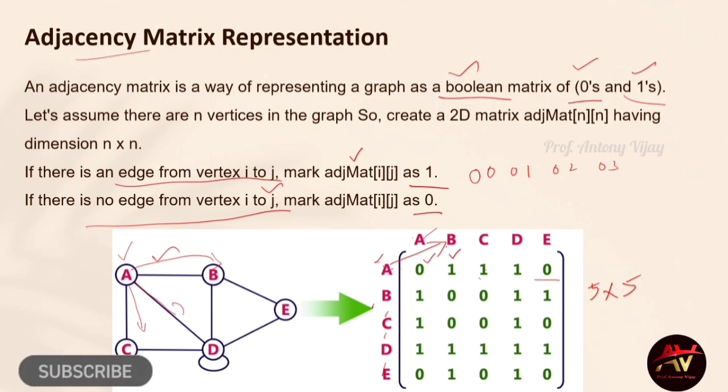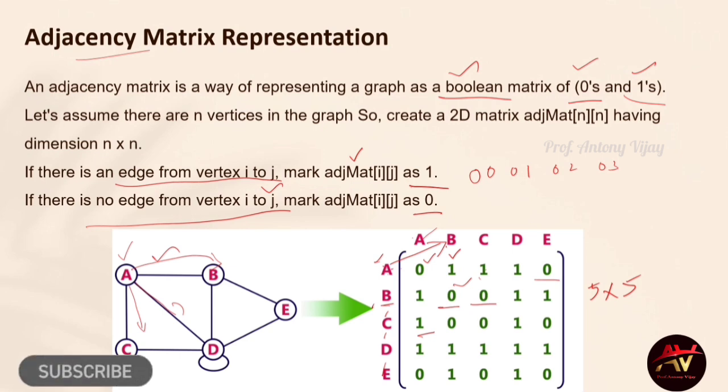And for B, B to B, there is no self loop. B to D is there, B to E is there, B to A is there, but B to C is no connection. So it is 0. Likewise, C to A.